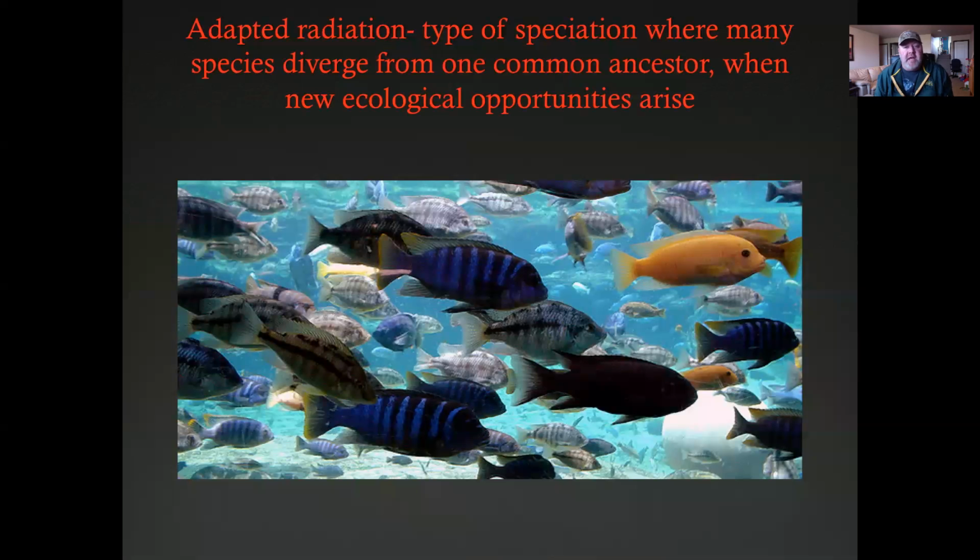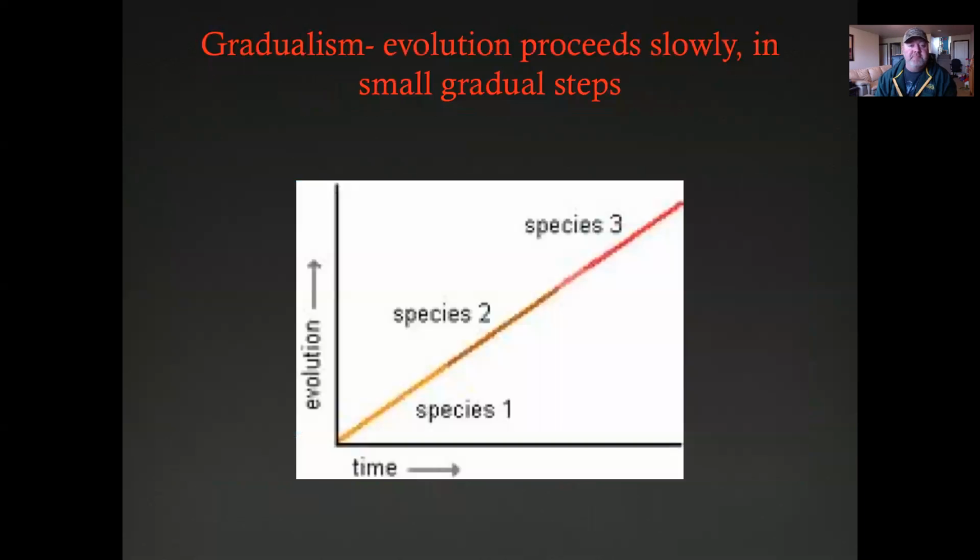Adaptive radiation is a type of speciation where a bunch of species separate from each other from a common ancestor. If there's some sort of new ecological opportunity, like a new type of food or a change in the environment, some of those organisms are going to take advantage of that opportunity, and because of that, they're going to adapt a little bit differently.